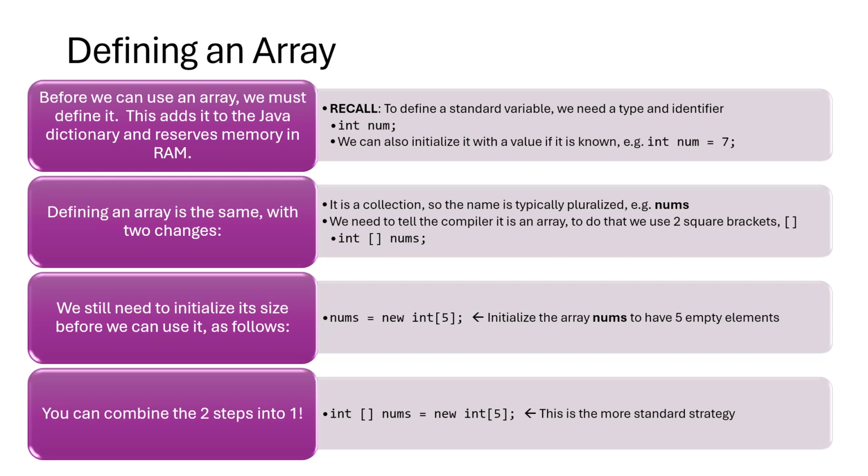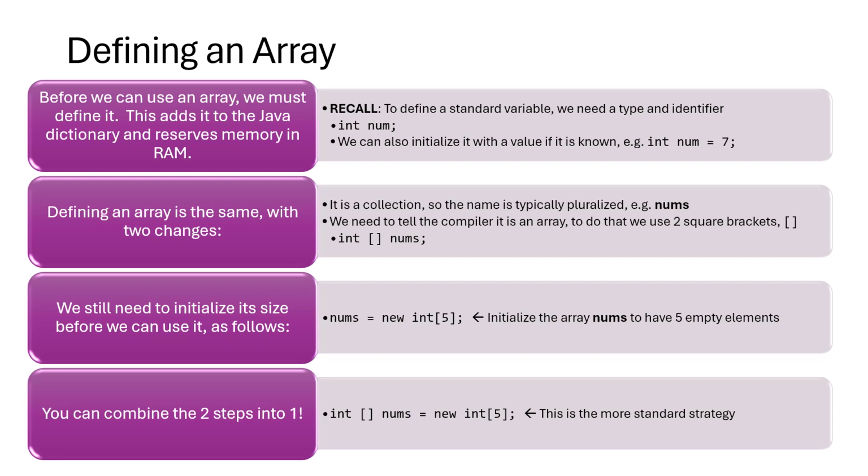Now let's go over to how we go about doing this. If you recall, in order to create just a regular variable, the only thing we need is a type and an identifier. So if I wanted to create an integer called num, it would just be int num. Great. We can even initialize its value if we know it immediately. So we could say int num equals 7, and that not only defines it, reserves the memory, it also fills it with a value at that moment. Defining an array, it's pretty much the same, except there's 2 changes. 2 little changes.